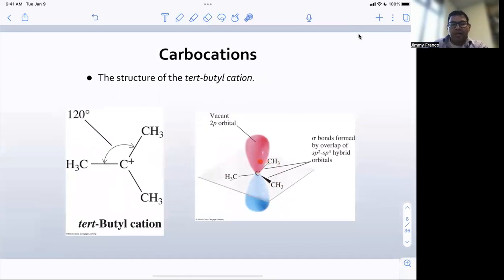Showing they're all in the same plane. And then here's my empty p orbital. So when we have electrons, they can push into this p orbital. Bond angle is 120, and that's because we're spreading these groups out as far as we can. So generally that's VSEPR.